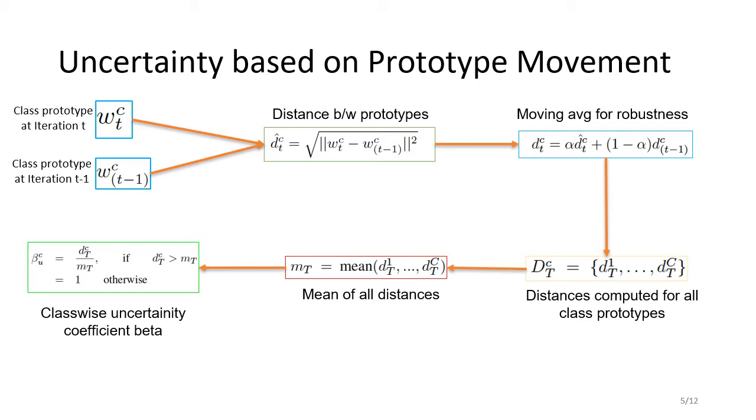Eventually, we compute the class-wise uncertainty coefficient beta by simply checking if the particular distance is greater than the mean distance, which assures us that the following prototype has been more uncertain during its training schedule than the rest of the prototypes. And for other classes where the distance of the change is less than the mean, we simply assign beta to 1.